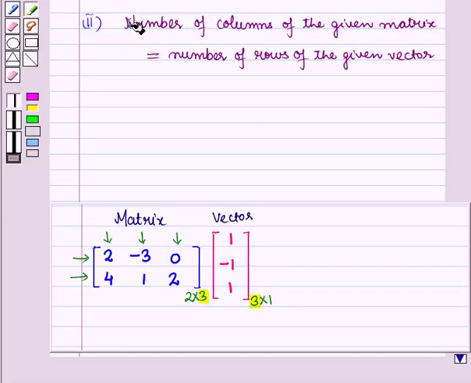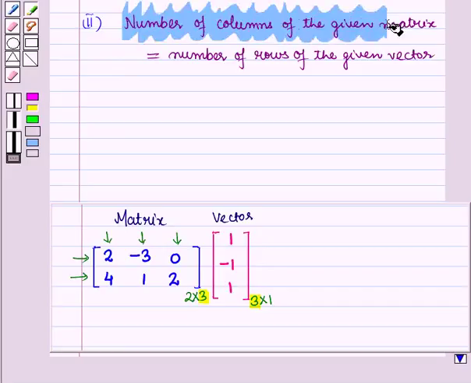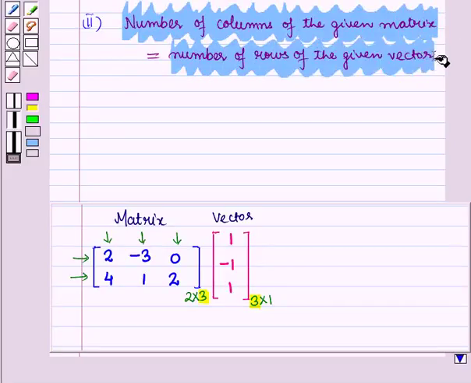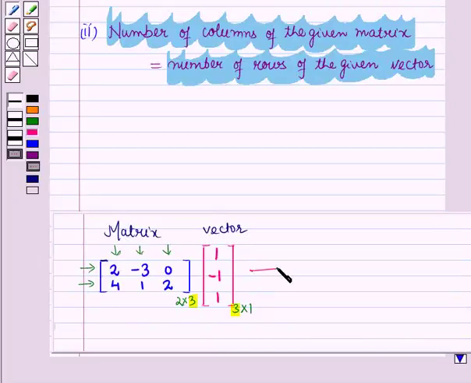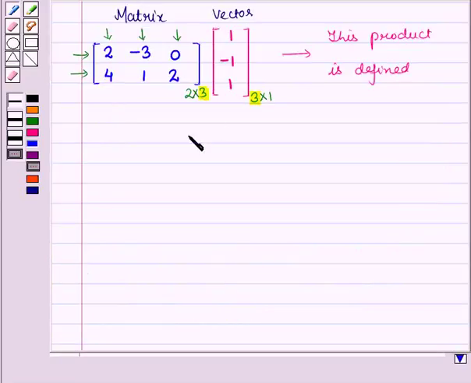So here number of columns of the given matrix is equal to number of rows of the given vector. So this product is defined and the resulting matrix will be of order 2 cross 1. Now let us find the product.